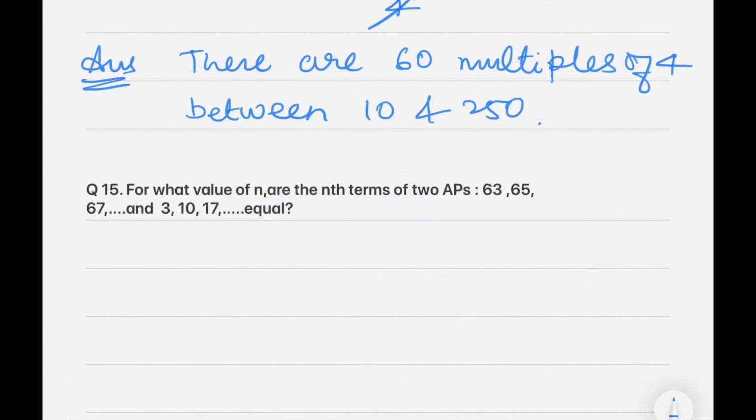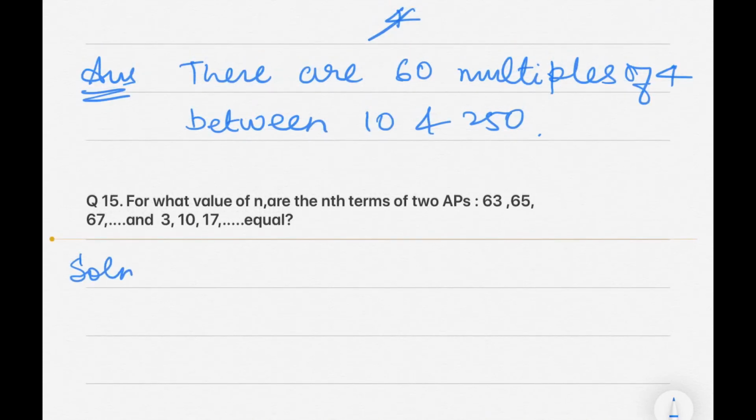Okay guys, so let's move to question number 15. Question number 15 says, for what value of n are the nth terms of two APs equal? So my first AP is 63, 65, 67 dot dot dot, and another AP is 3, 10, 17, and so on. So these are my two APs given, and I have to find for what value of n their nth terms will be equal. So let me go to the solution.